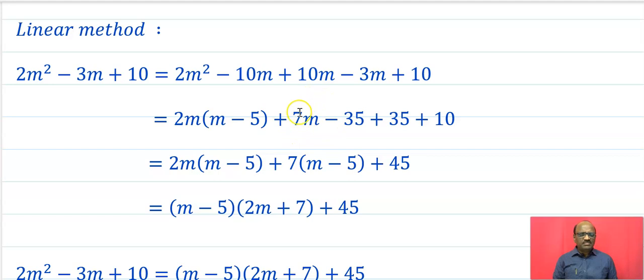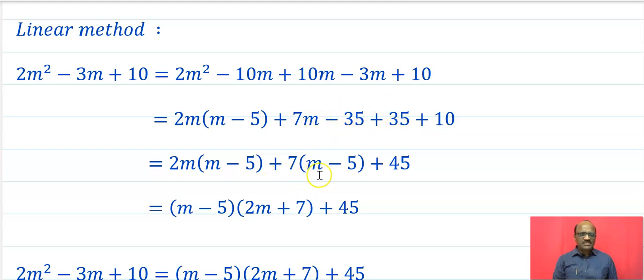Now from this 7m, I will take 7 as common. Therefore, what should be the next term so that in the bracket, I will get m minus 5? From 35, if I take 7 as common, then in the bracket, there will remain 5. Bracket मध्ये 5 राहणार आहे. म्हणून मी काय adjust केलं? Plus 35 minus 35.